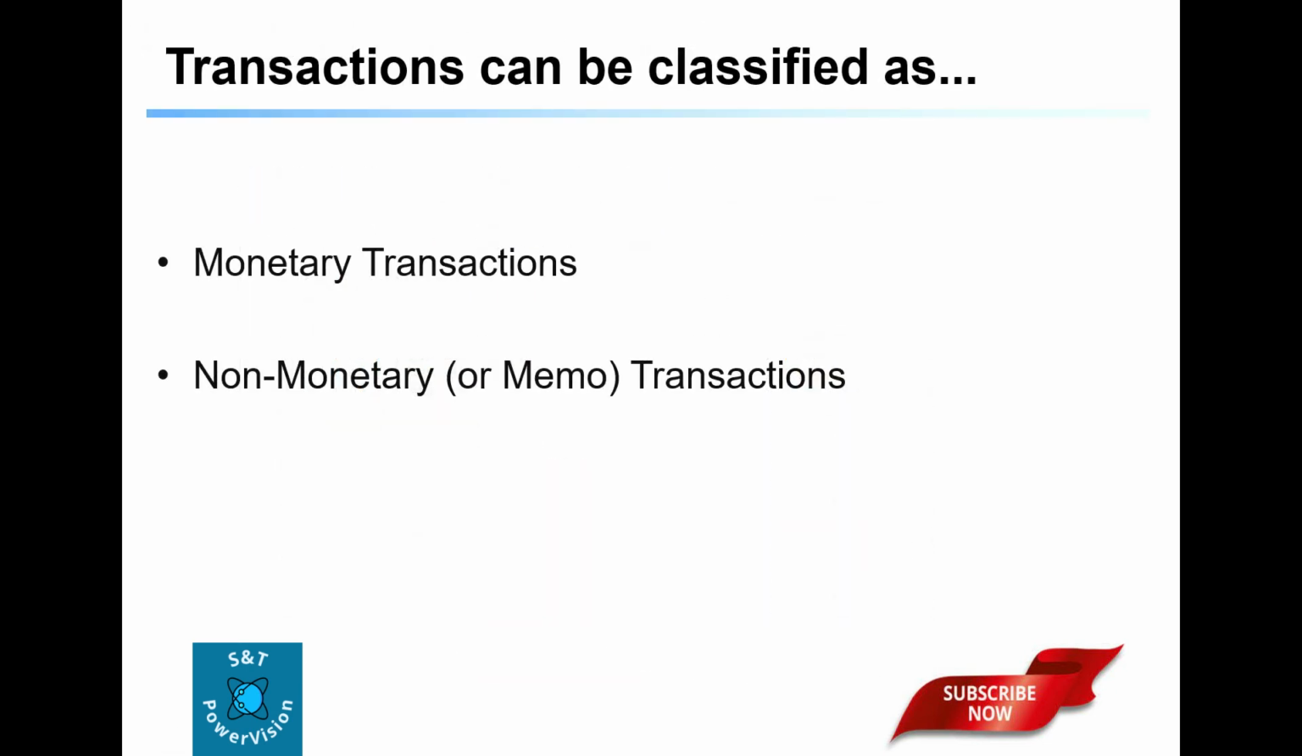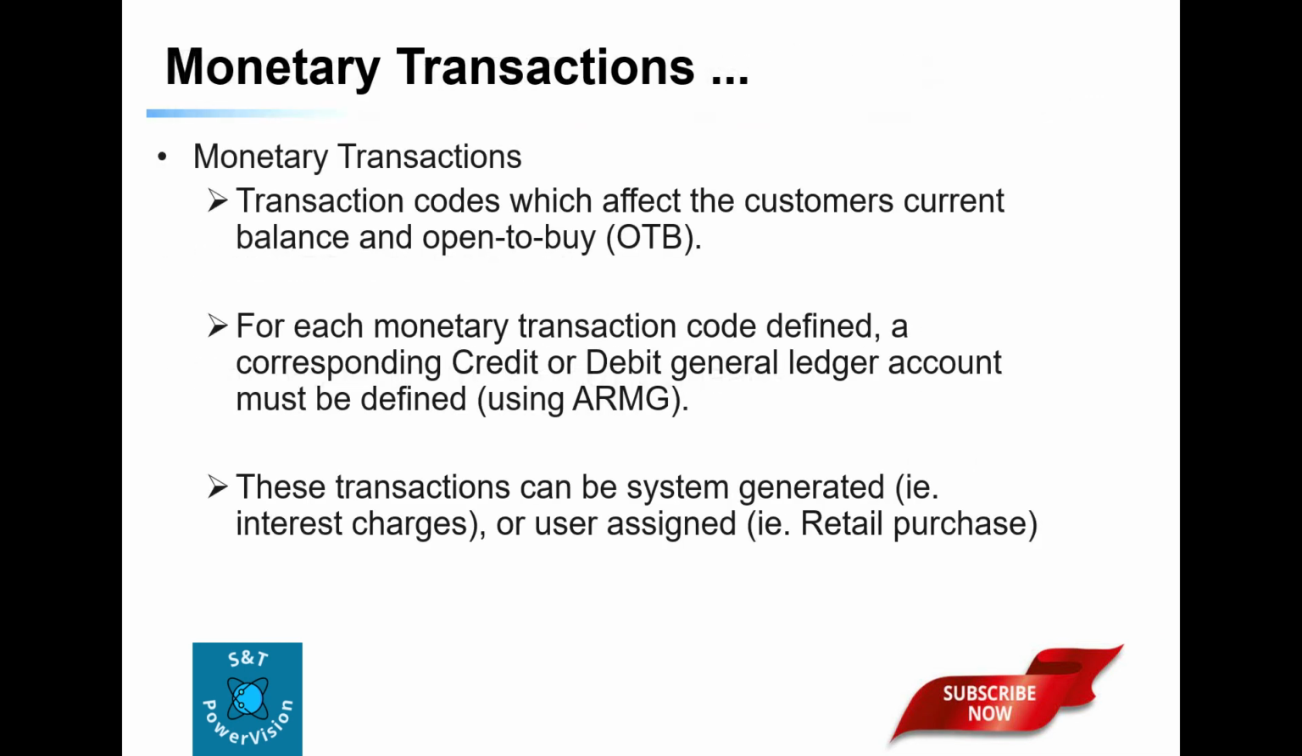We already discussed monetary transactions and non-monetary transactions. So again, monetary transaction codes affect the customer's current balance and open to buy. For each monetary transaction code defined, a corresponding credit or debit general ledger account must be defined using ARMC. This transaction can be system generated or user assigned.